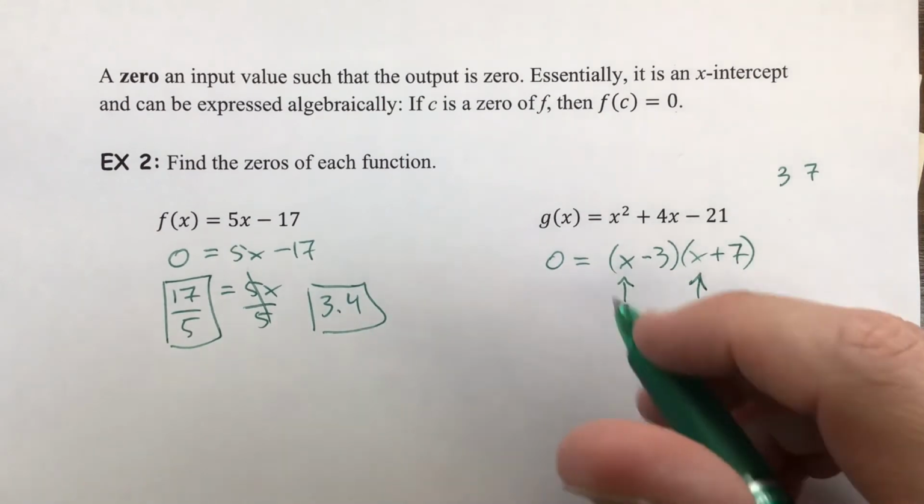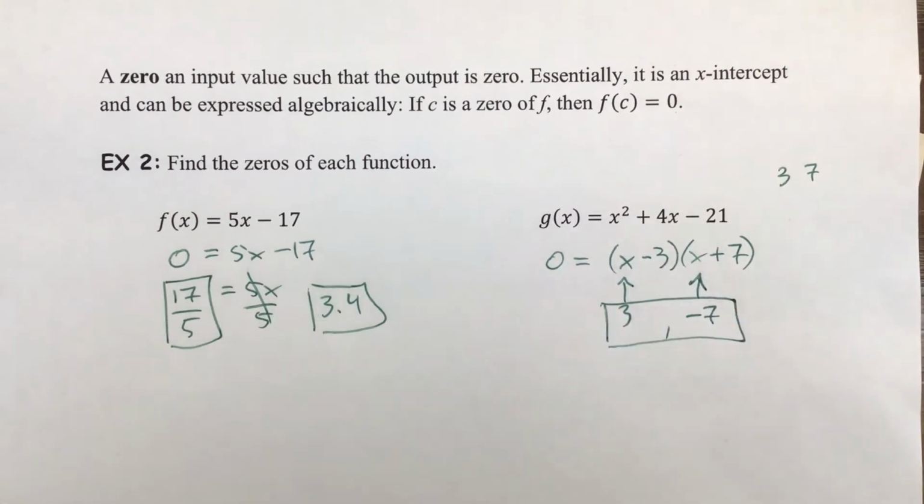All right, so our answers are going to be those two. You actually have two zeros. You have two x-intercepts.